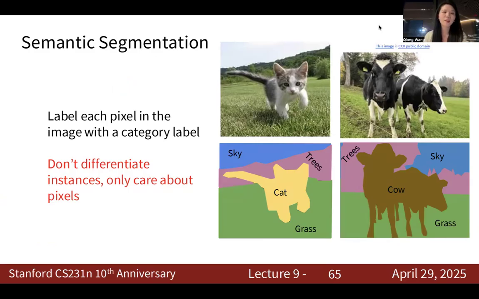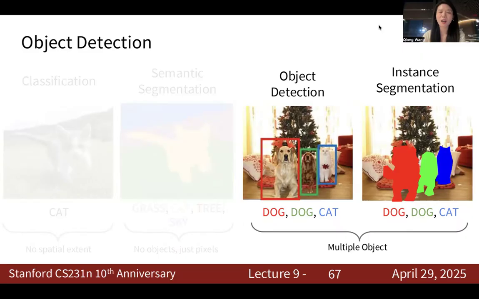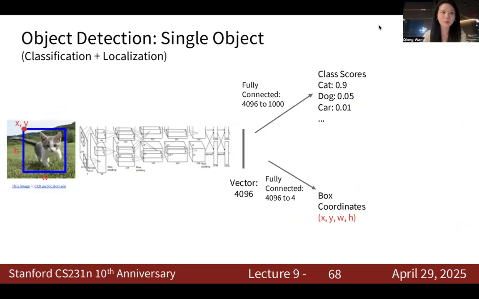But I have to say it doesn't differentiate instances. It only cares about the pixels. For example, if there are many cats, we will give the semantic segmentation together. So what can we do for instance segmentation? If we want to solve this part, we need to solve the object detection part first. So what do we do with object detection?